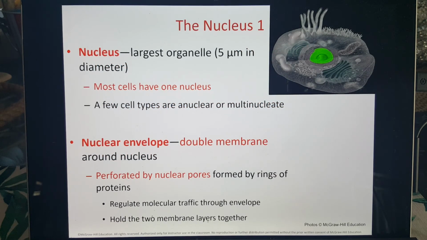Okay, starting off with the nucleus. Big, gigantic organelle in the center of the cell. It stores all of your DNA. Most cells only have one. A few cells, like your red blood cells, don't have a nucleus. They're called anuclear. Or some cells, which we'll talk about in chapter 7, called your osteocytes, have multiple nuclei, as well as your skeletal muscle cells.